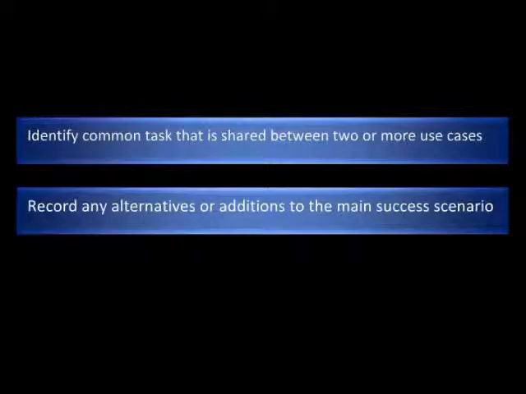There are two situations when you would consider adding details to a use case diagram. One is to identify a common task and its associated scenarios that is shared between two or more use cases. And second is to record any alternatives or additions to the main success scenario as separate use cases. In both situations, the new tasks are shown as new use cases, and the UML provides a suitable notation, known as a stereotype, to represent the relationship between the original use cases and the new ones.